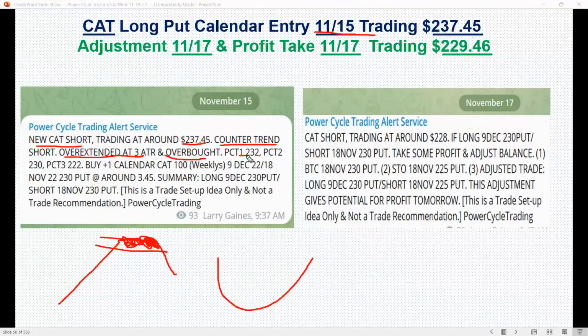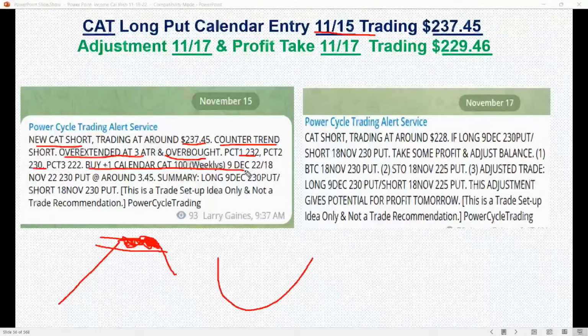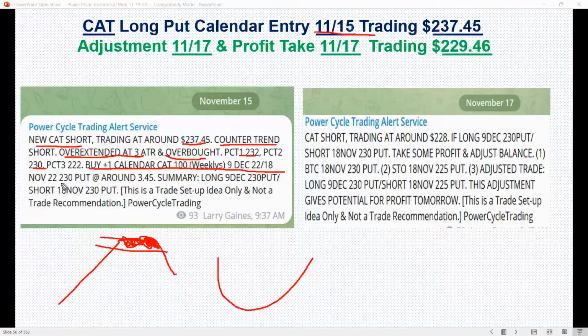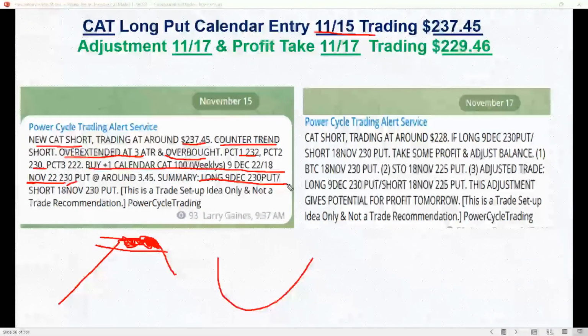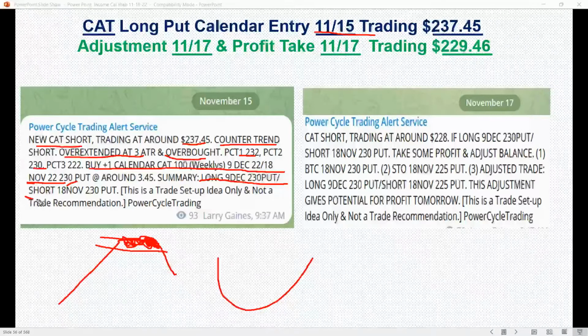So we had a first target of 232, then down at 230. This one was going out and buying the calendar. So it was buying the 9 December 230 put and selling the 18 November 230 put. You can see the strikes are the same, the 230 strike, but you're selling the November 230 and buying further out the 9 December 230. So in summary, you're going to be long the 9 December 230 put and short the 18 November 230.